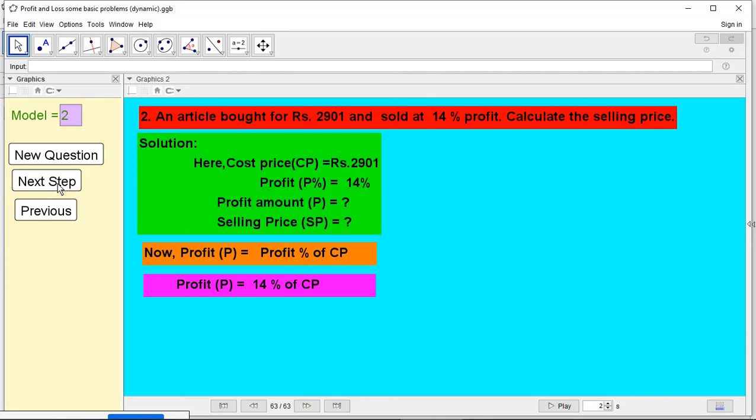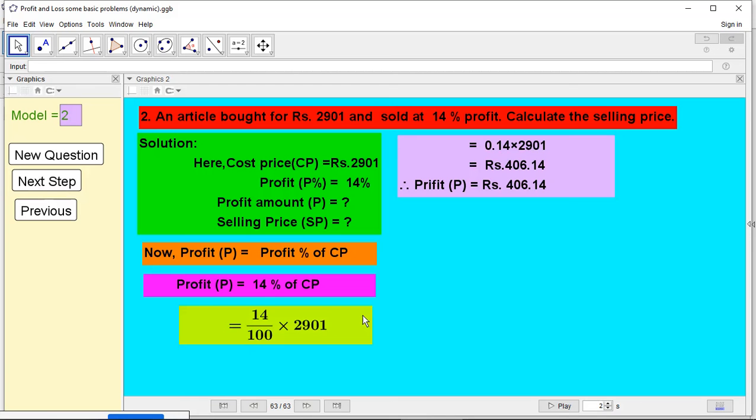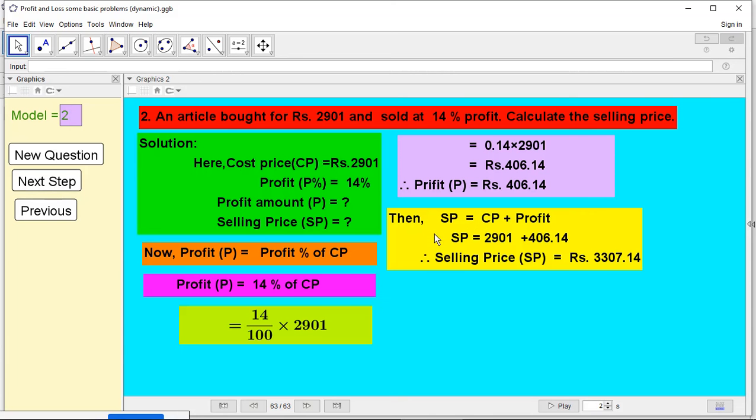I will show the solution. Profit percent of CP, 14% of CP. That is profit is 406.14, and what is the selling price? Selling price is CP plus profit, 2901 plus 406.14, 3307.14. Excellent, dear students. Naveen, Anmol, Alex.